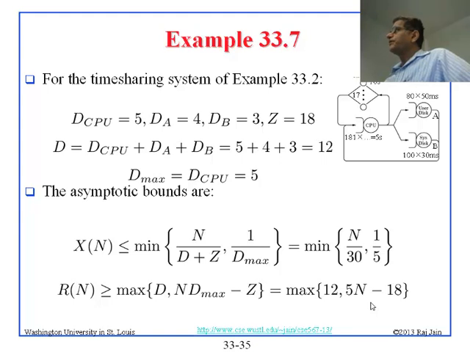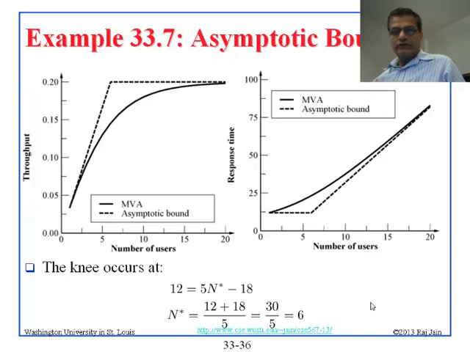So we know these bounds are a function of N, where N is the number of users. We can plot them. So the plot will say that the throughput has to be less than these two lines, and the response time has to be more than these two lines. And on this graph, what I have done is I have also plotted the exact solution, which I haven't taught you, but that is the next chapter.